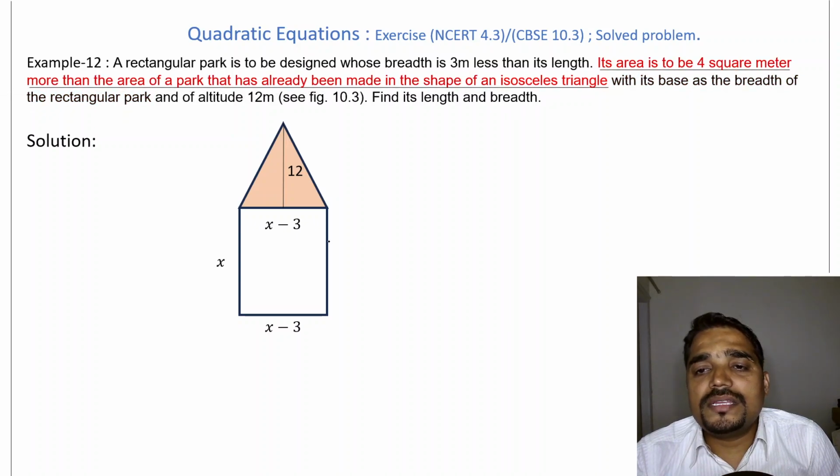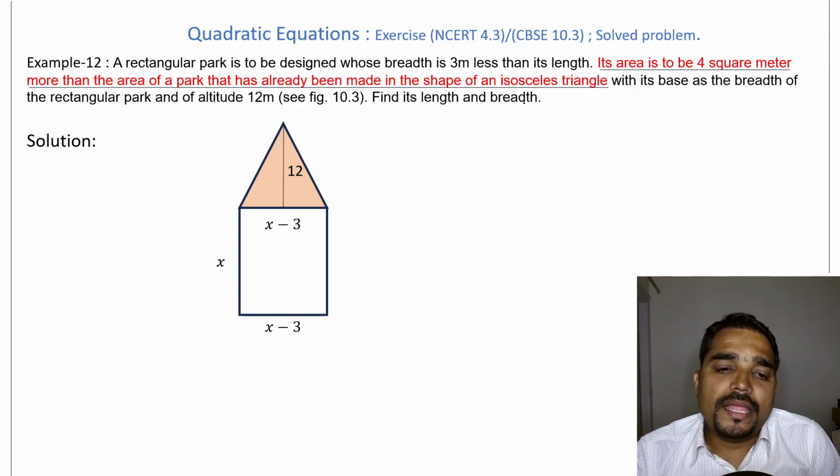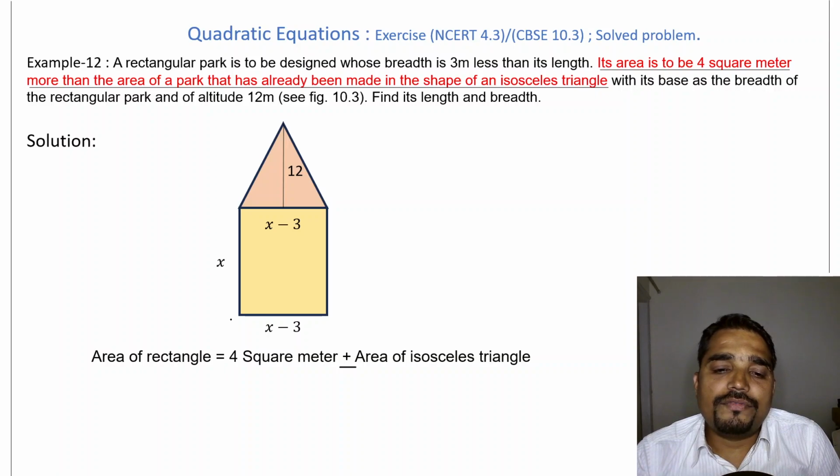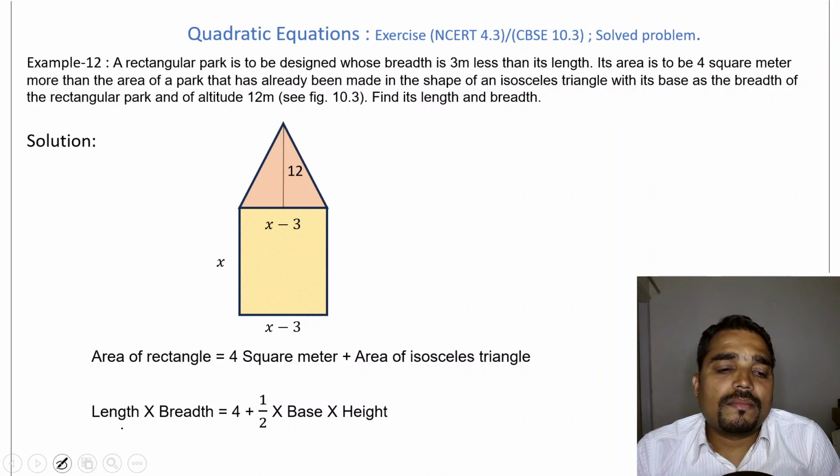Next condition, he says the area of the rectangular park is 4 square meters more than the area of the isosceles triangle, which means the area of the rectangle is equal to 4 square meters plus the area of the isosceles triangle. Area of a rectangle, we know, is length into breadth, and area of a triangle is half base into height. Therefore, length into breadth is equal to 4 plus half of base into height.